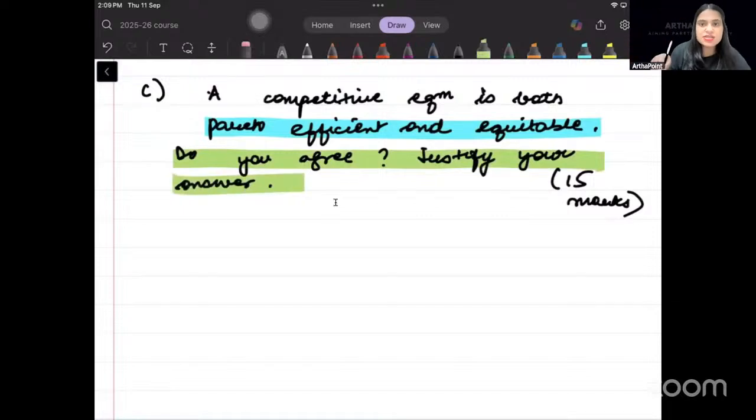इसके aspect में answer देना है. Don't write random answers. Write it with respect to the question that we have done first. Explaining what competitive equilibrium is, explaining Pareto efficiency, explaining equitability. 15 marks का question है. Okay. So about 200 to 250 words is a good amount that you can write here. Okay. We'll take this question in tomorrow's class then.